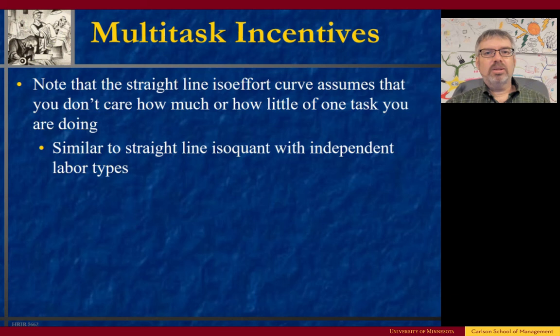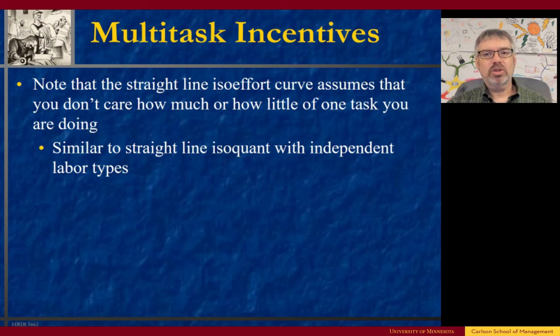Now, there's one last interesting example I want to present here quickly. Remember when we did the isoquants, we started with a straight isoquant, and that's where the high-skilled and low-skilled labor were working independently, and so we were trading them off at the same rate. Well, we could think of a similar thing here with multiple tasks.